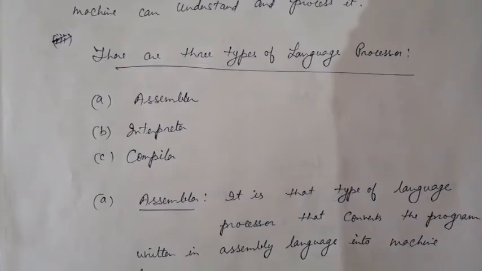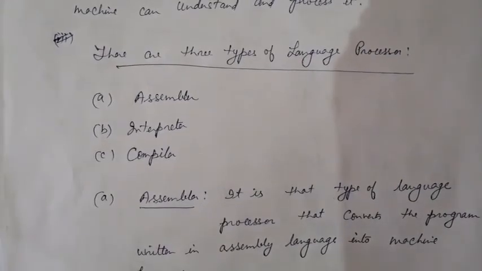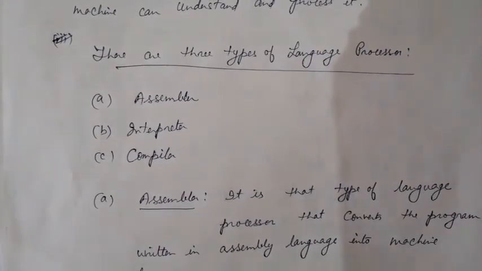If there is an error in any line, then it stops going further, unless and until we rectify the error. So that is an interpreter. For this reason it is considered a slow processor, because it reads line by line. If any error comes in any line, it gives us the message for that line only. But it is good for beginners, for learning purposes.